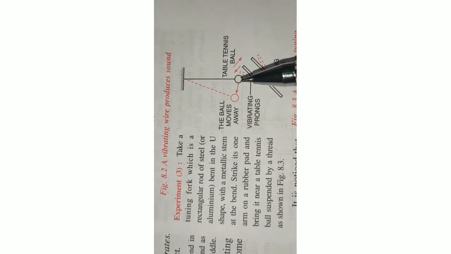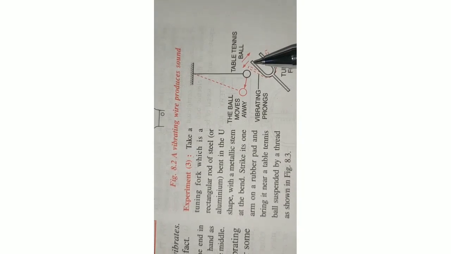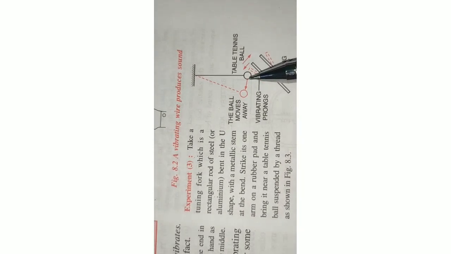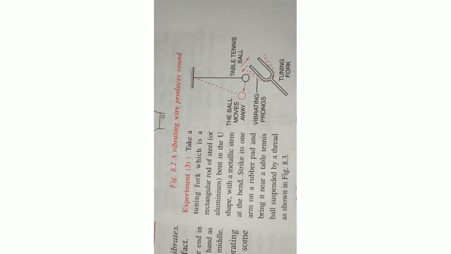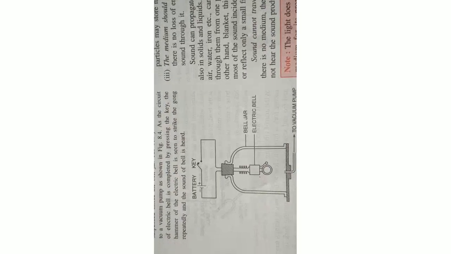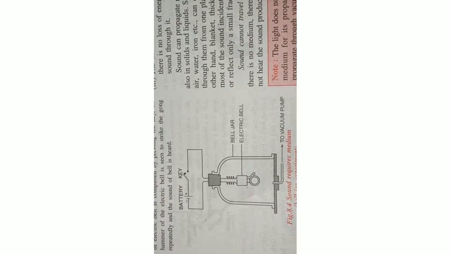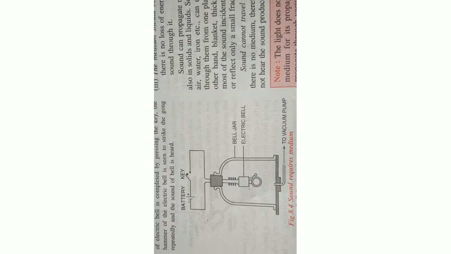Similarly, if a vibrating tuning fork is brought near a table tennis ball, then we will find that because of the vibration of the tuning fork, the table tennis ball will start going to and fro about its mean position. If you think of a sitar or a guitar, then you will find that there also the vibration. So with these examples, we know that sound is produced because of vibration, or a vibrating body produces sound.